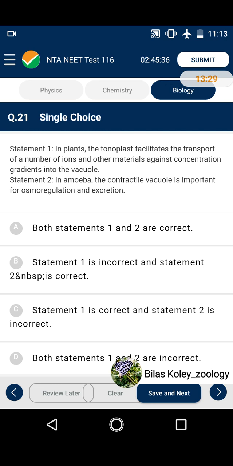There are two statements. You have to identify which statements are right and wrong. Statement 1. In plants, the tonoplast facilitates the transport of a number of ions and other materials against concentration gradient into the vacuole. And statement 2. In amoeba, the contractile vacuole is important for osmoregulation and excretion. In these questions, the correct option will be option A. Both statements 1 and 2 are correct.